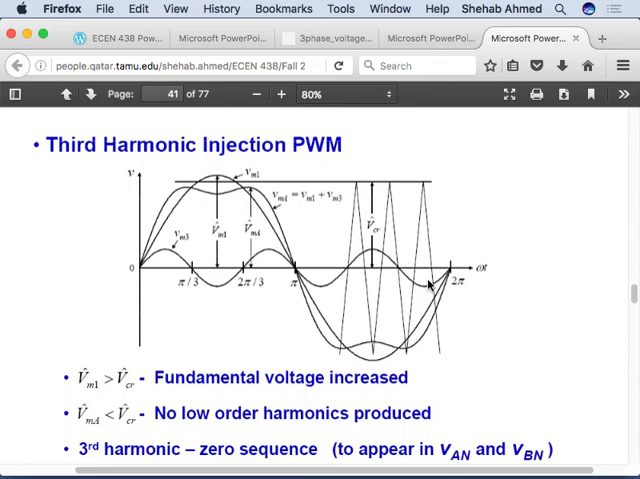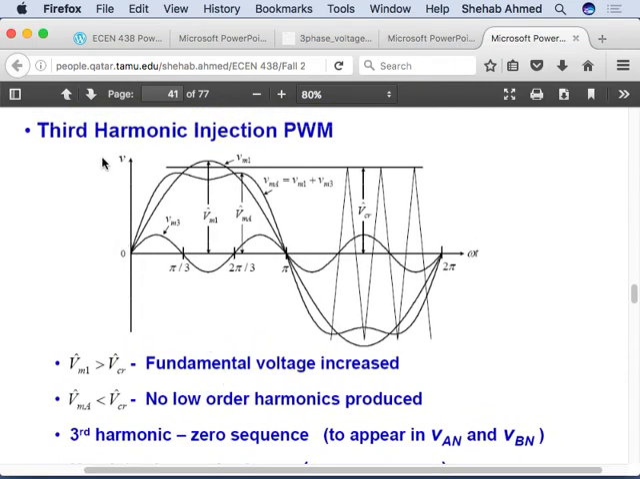Your line-to-line voltage, third harmonics are subtracted from each line-to-line voltage. Phase voltage has third harmonic. Another phase voltage has third harmonic, but the line voltage doesn't. What are you applying to your loads? You're applying line-to-line voltage. So your loads will never see third harmonic. So you have good power quality, better utilization of your DC link or your DC value.